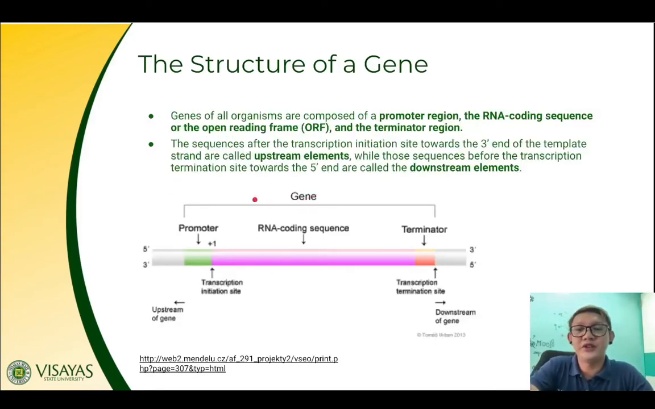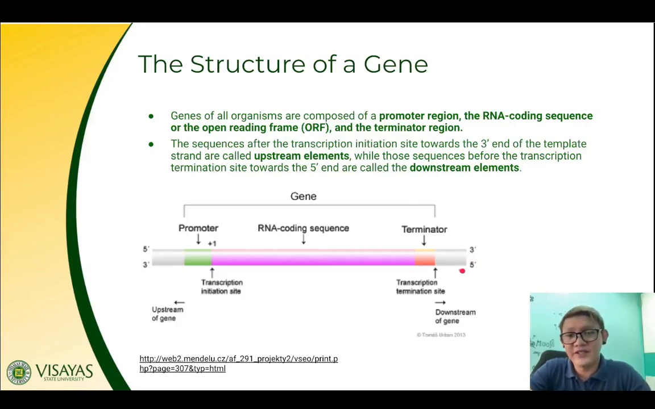So if you look into the structure of a gene, you will see that genes of organisms are composed of a promoter region, the RNA coding sequence, or what we call the ORF, or the open reading frame, and the terminator region. So the sequences after the transcription initiation site towards the 3' end of the template strand are called the upstream elements, while those sequences before the transcription termination site towards the 5' end are called the downstream elements.